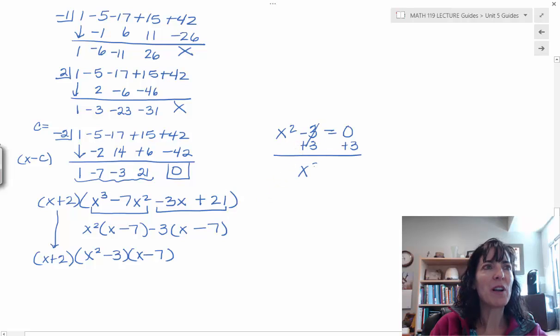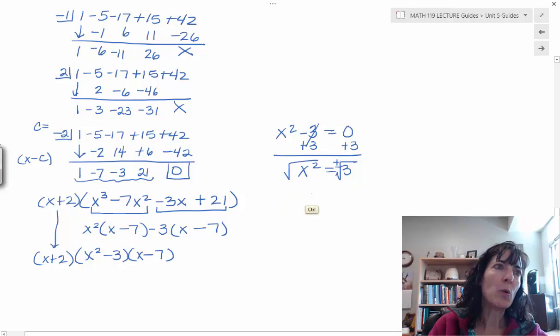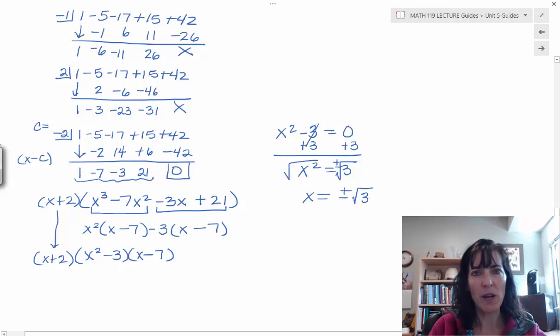So I have x squared equals 3, and then take the square root of both sides. And remember, when you take the square root on both sides, you have to put a positive or negative, because there are 2 ways that you could multiply a number times itself and get a positive 3. So we're left with x equals the positive or the negative square root of 3.